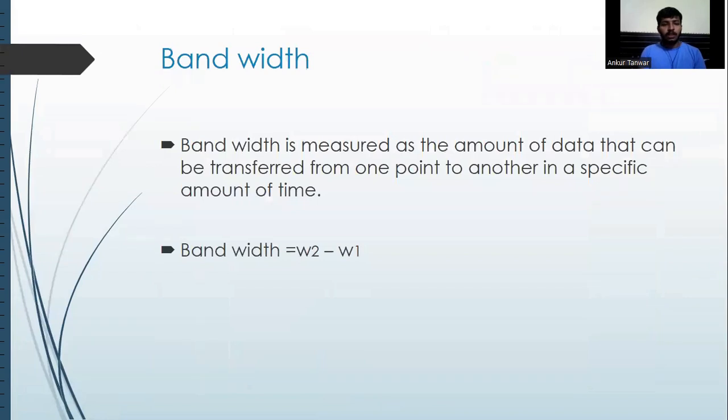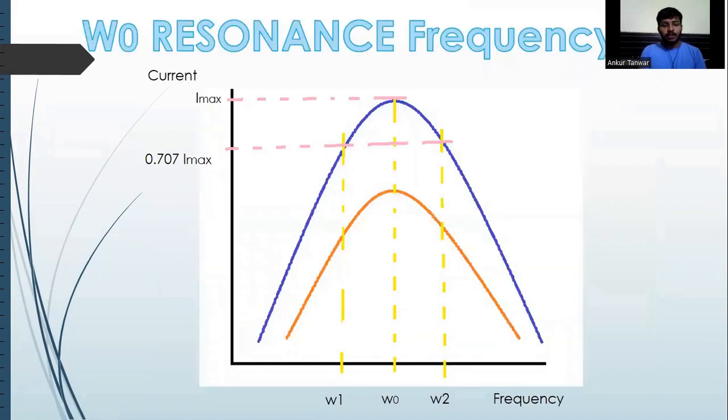Here I am defining the term bandwidth. Bandwidth is measured as the amount of data that can be transferred from one point to another in a specific amount of time. In this graph, we find the bandwidth is omega 2 minus omega 1, and we can say that it is the bandwidth.